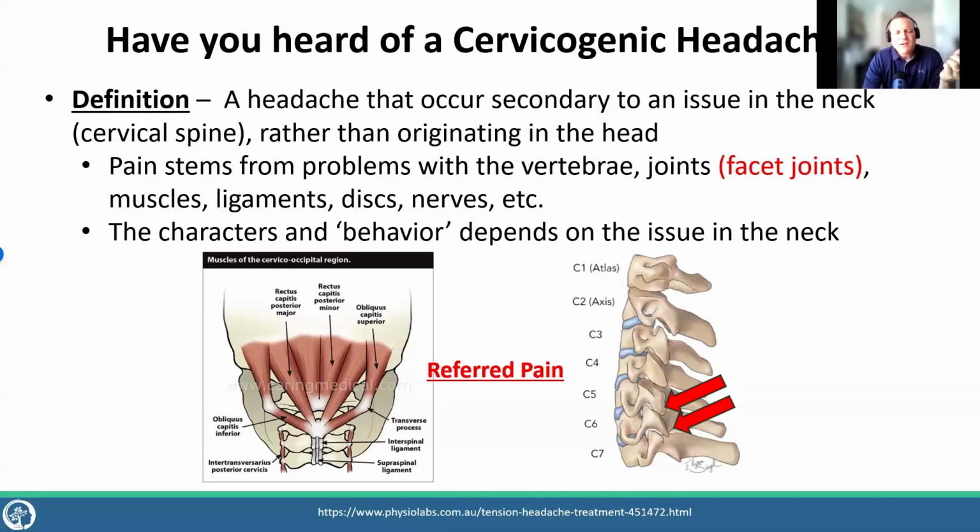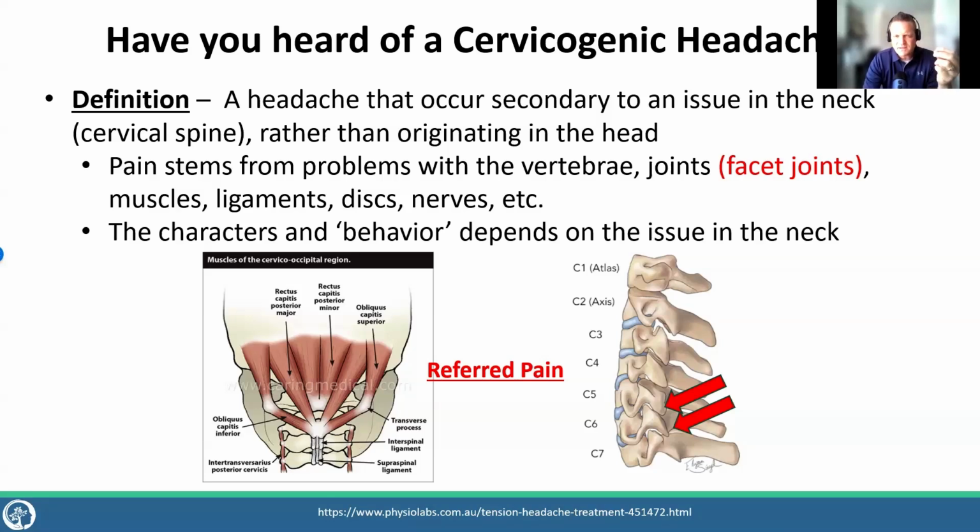So look at these muscles on the left-hand side of your screen. The muscles that are shown there are only the suboccipital muscle groups. It's so fascinating. Look how many there are and look at how they attach. Some of them attach to the spinous process and some of them actually attach to the transverse process. So it can be muscle and ligament and disc and nerve and so forth.